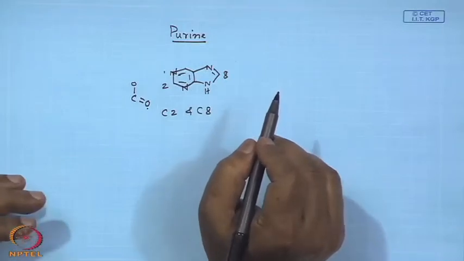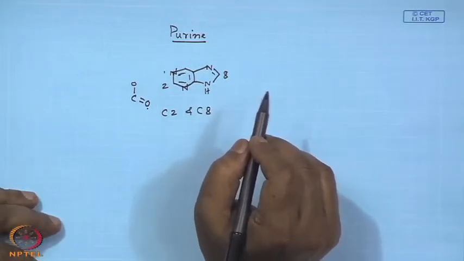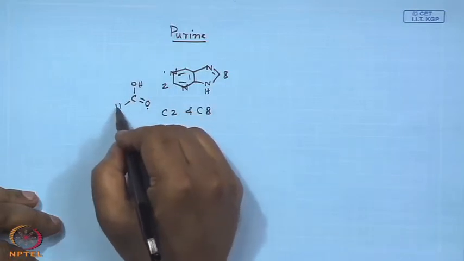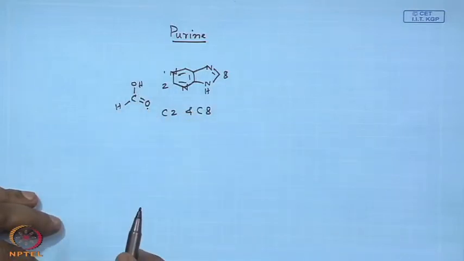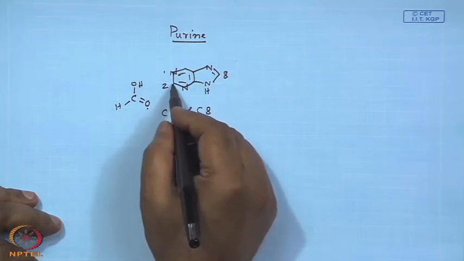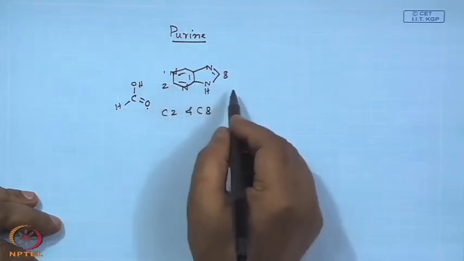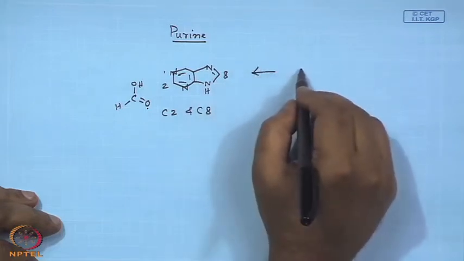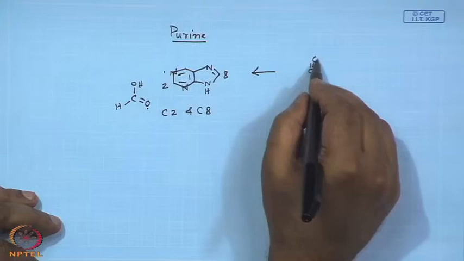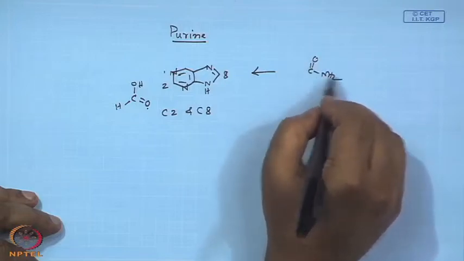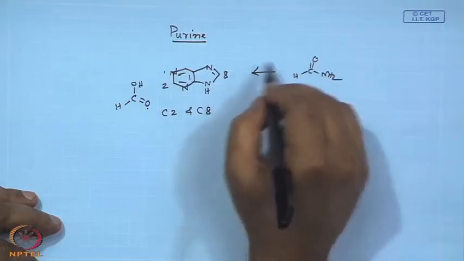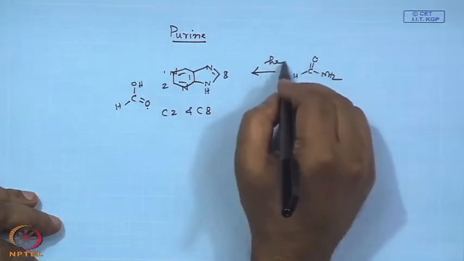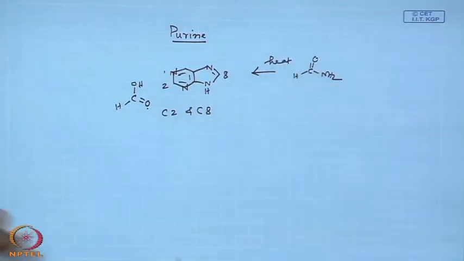That means you have a CH up here and 2 heteroatoms. So, this can be obtained from formic acid or the corresponding derivatives. This also can be formic acid derivatives. And by the way, historically, if you take formamide and simply heat it, you get the purine. It is a nice way of looking at this purine synthesis.